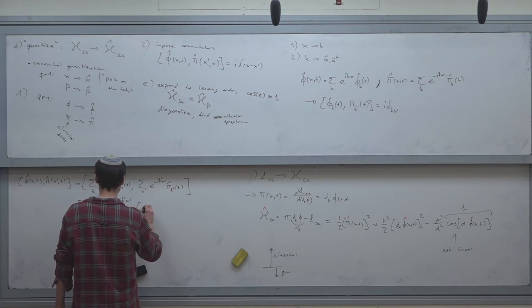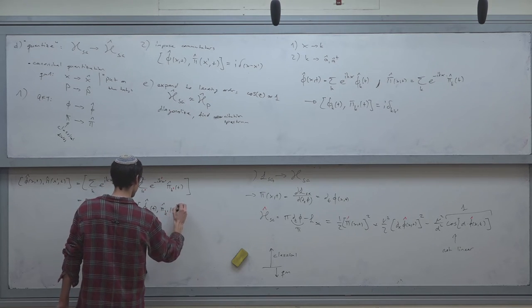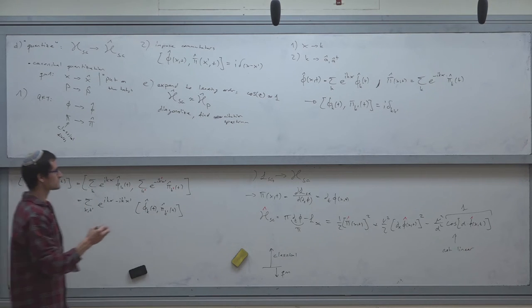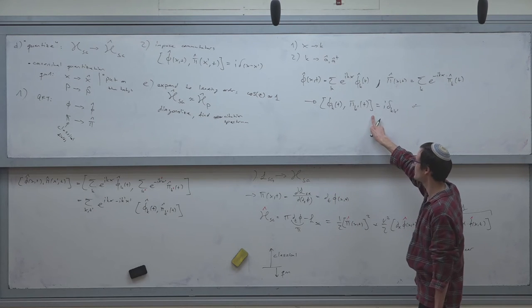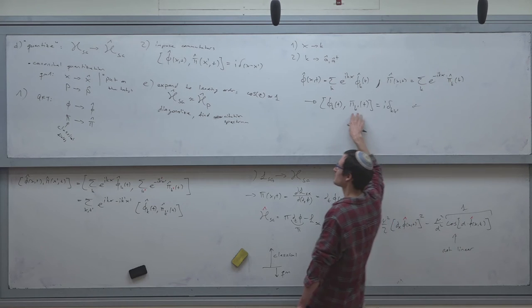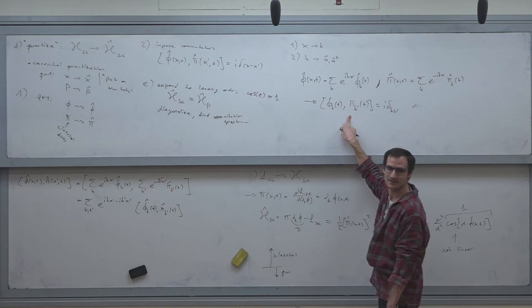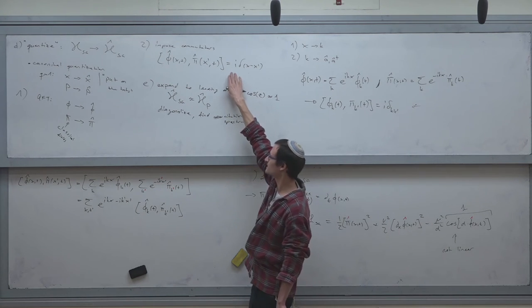And then there's a commutator over phi k of t and pi k prime of t. Now let's assume that this is correct. It has to be correct. And there are two options: either we prove this is correct given that this is true, or we prove this is correct given this is true. It's the same thing. So I'm going for the second option.